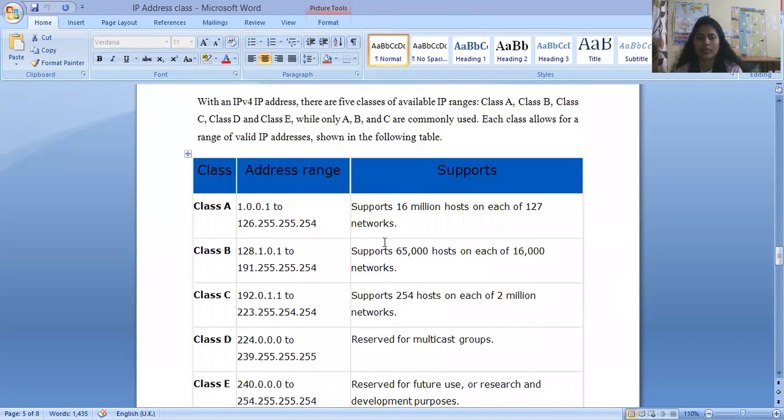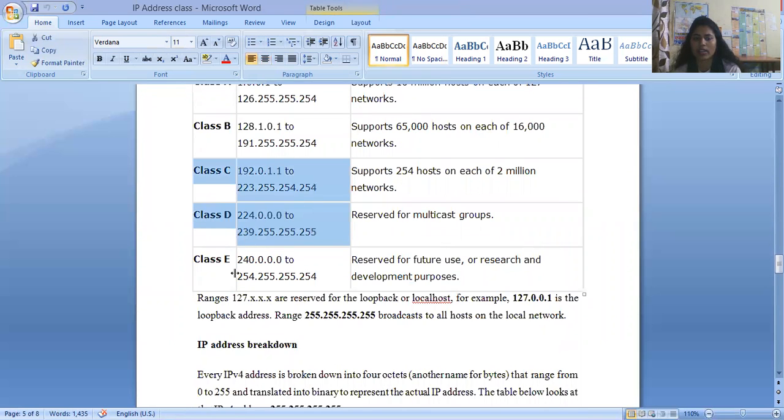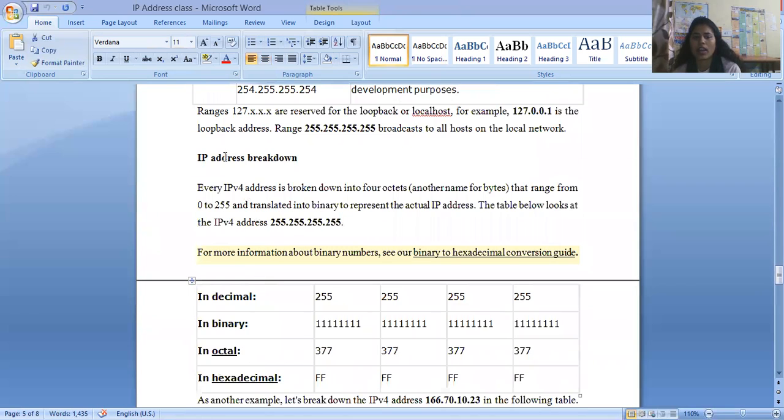So here are some examples showing the address ranges. Class A has the address range 1.0.0.1 to 126.255.255.254, supporting 16 million hosts on each of 127 networks. Class B starts at 128.1.0.0 and supports 65,000 hosts on each of 16,000 networks. Okay, so this is similar for class C, class D and class E.